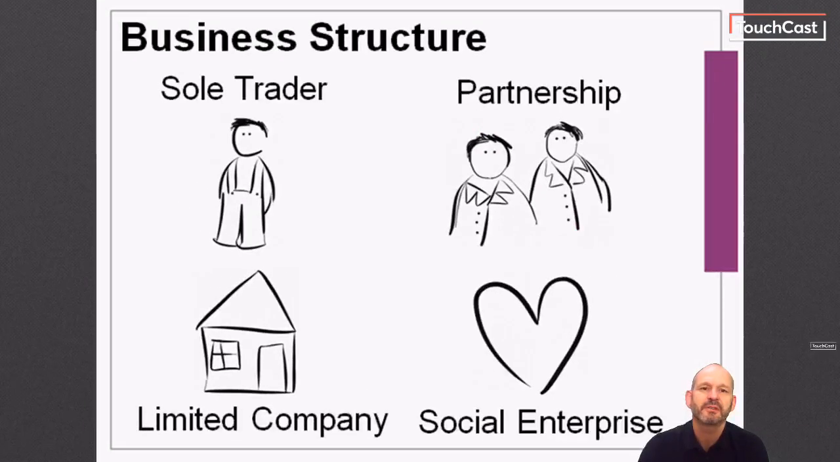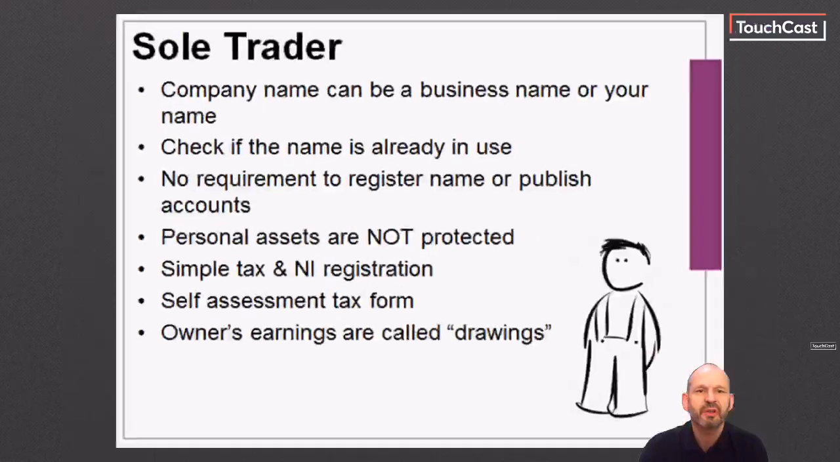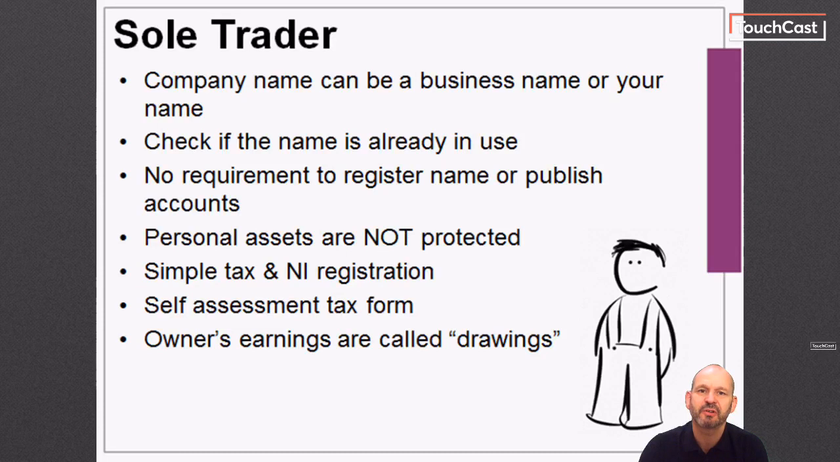Now, there are a number of legal structures which you can choose for your business, each with their own rules, advantages and limitations, and we'll look at each of these in turn. So let's start with the sole trader. Now, the sole trader is by far the most common structure for a new business, and it's very simple to set up and operate. With a sole trader, there is a single business owner, and that owner is, to all intents and purposes, the business itself.